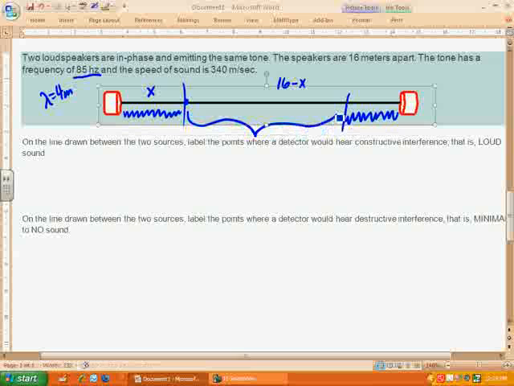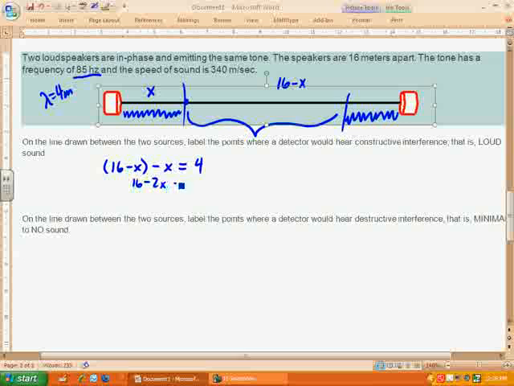So if we say the first one was 16 minus x, and then we subtract x, what do we want to get? Well, we want to get this difference. Now, what can this difference be? It needs to be a complete number of wavelengths, right? If this is one wavelength, one complete cycle, then we're going to get constructive interference. So how long does that need to be? One complete wave would be 4 meters.